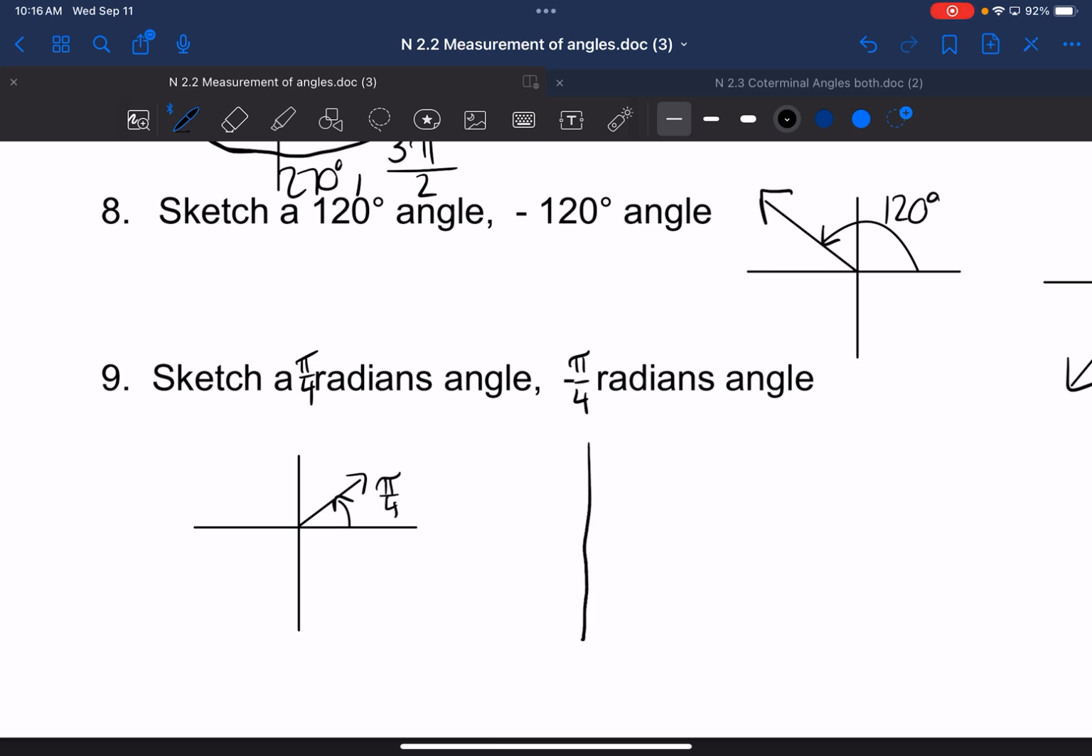But then I'm also asked to sketch a negative one. So for that one, it should be in here, right? So from here to here would be negative pi fourths. All right. So all we learned to do on here was how to convert using our formulas. And now we have an idea of where those would fall on a coordinate plane, right? Okay.